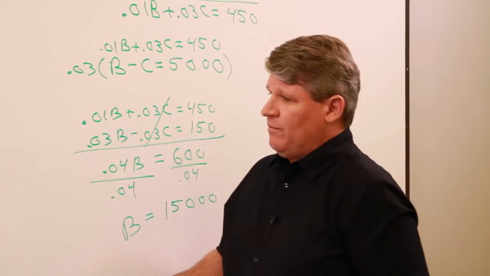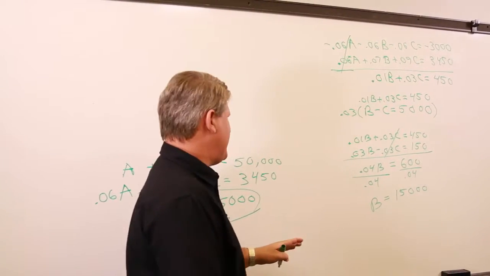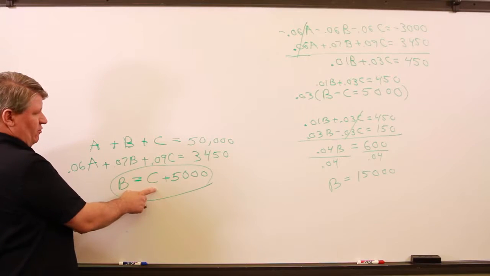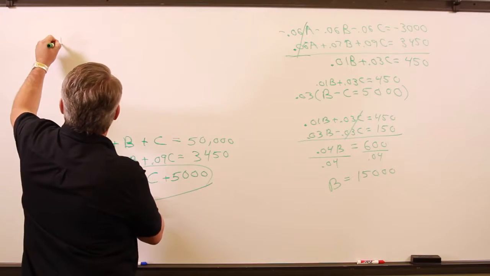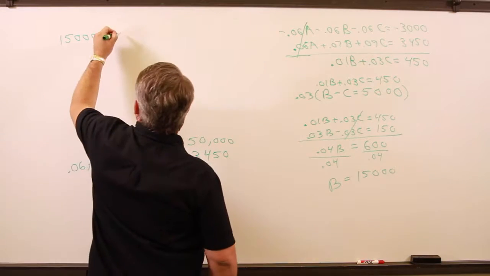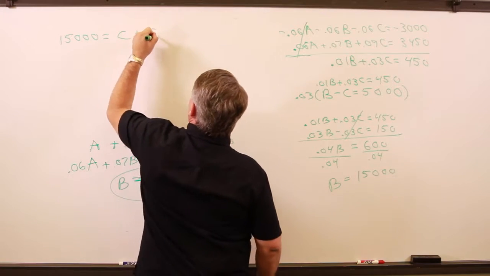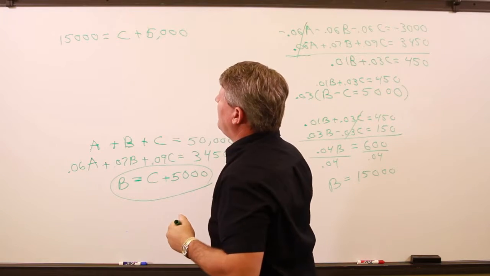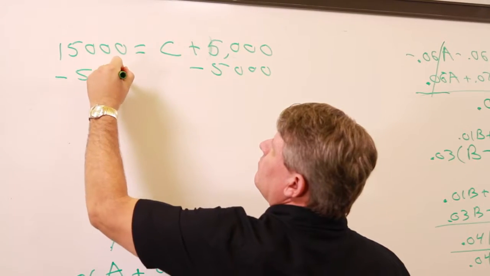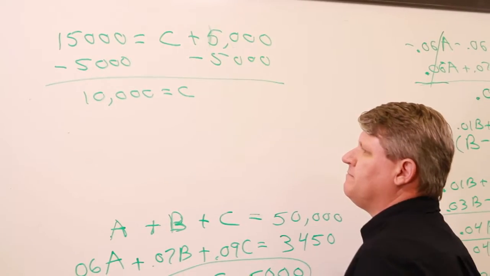Okay. Now, we have a value for B, we still need values for A and C. So we go back to our three equations here. I'm going to start with this one. If B is 15,000, and I know that B is equal to C plus 5,000, I can simply solve that for C and subtract 5,000 from both sides of the equation. And I get that C is 10,000.